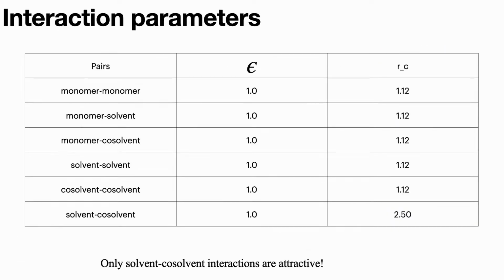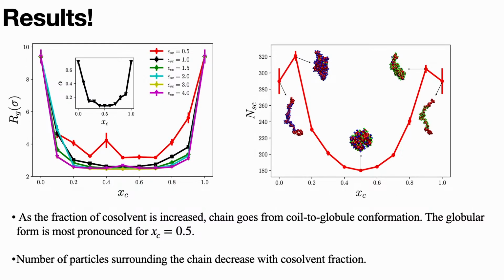So in our model, these are the interaction parameters we have considered. All of them are WCA except the last one, which is solvent-co-solvent. So we have a mixture of solvent, co-solvent and a polymer, and the other interactions are just WCA, just randomly moving like a gas, and then we have an attraction between the solvent and co-solvent. This is the only thing we have taken, a very minimal interaction in that sense. So these are some of the results.